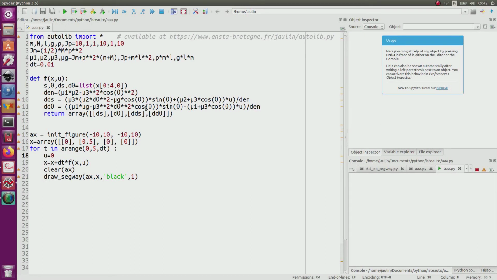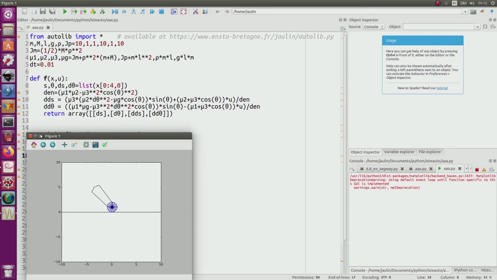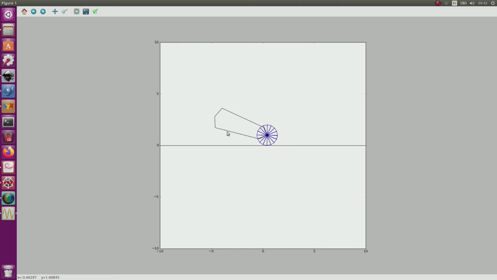I run my program and I obtain here the segway, which is unstable due to the fact that there is no controller yet. So we can understand that the motion is consistent with intuition. Okay, so when the body falls, then the wheel will react in the right direction.